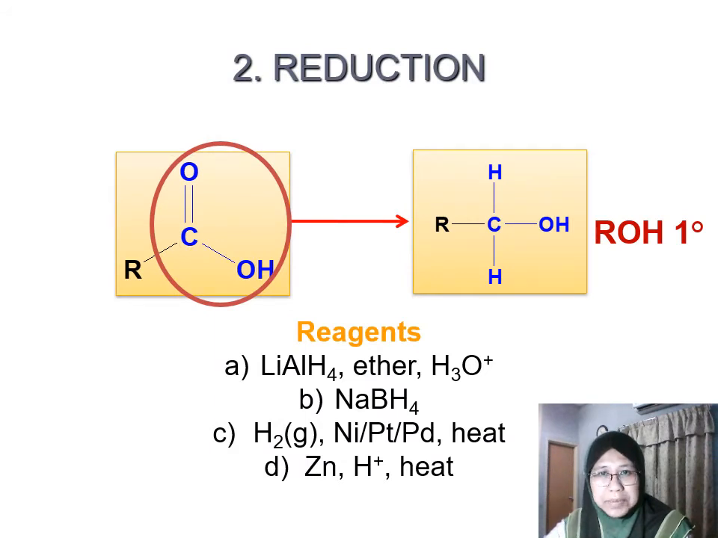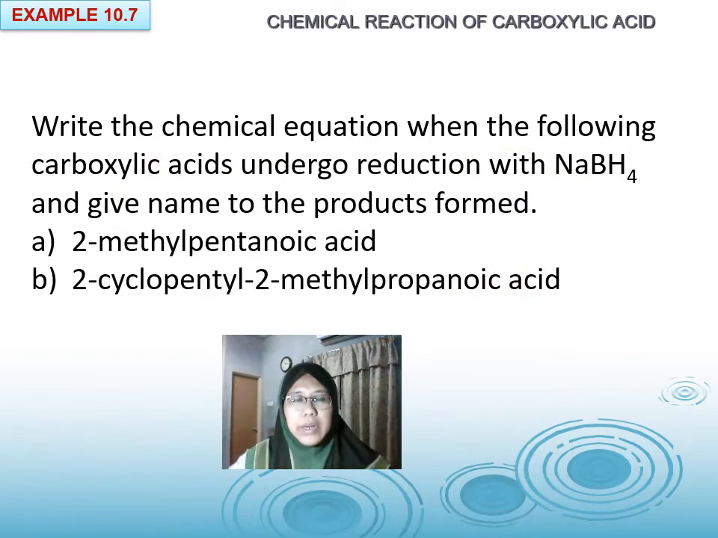Right, the second part of the mind map is reduction. Reduction is using reduction reagents. These are all 4 of them. Lithium aluminium hydride with ether and hydronium ion, sodium borohydride, and then hydrogen gas with any of these 3 catalysts with heat, and finally zinc, H+ and heat. Any of these can reduce carboxylic acid to become a primary alcohol. Right, example 10.7, write the chemical equation when following carboxylic acids undergo reduction with sodium borohydride and give name to the products formed. I'm going to do this in the next page.